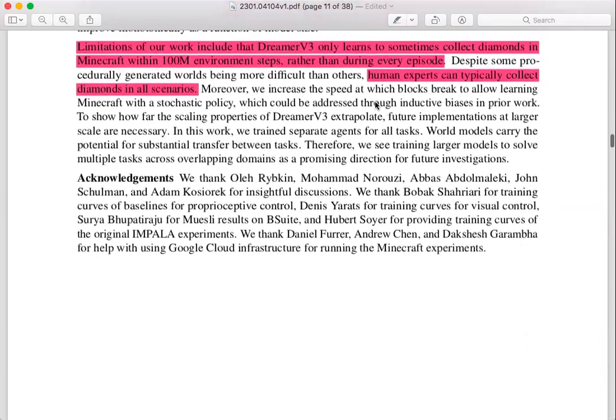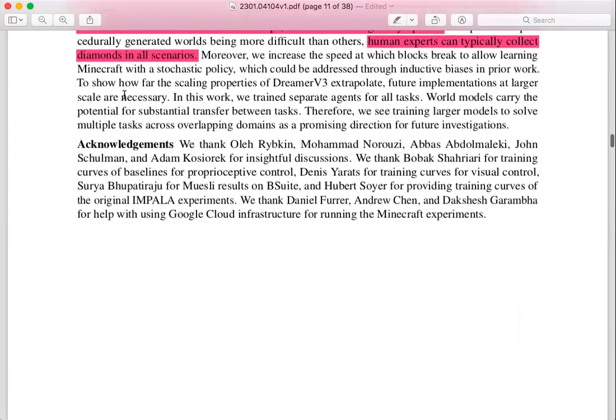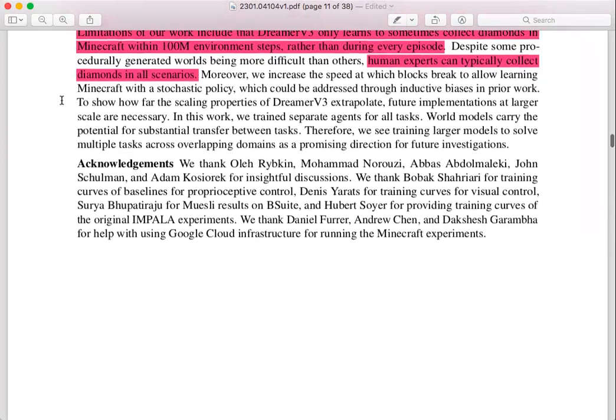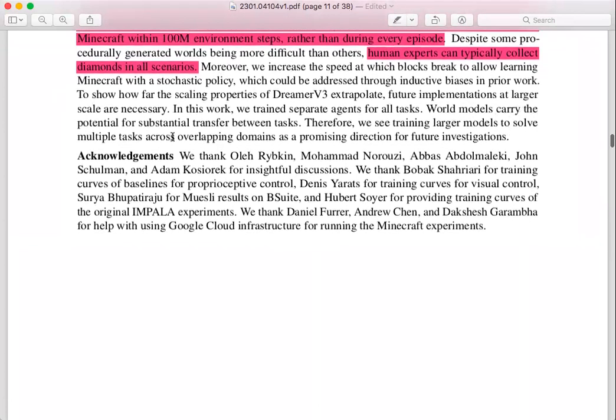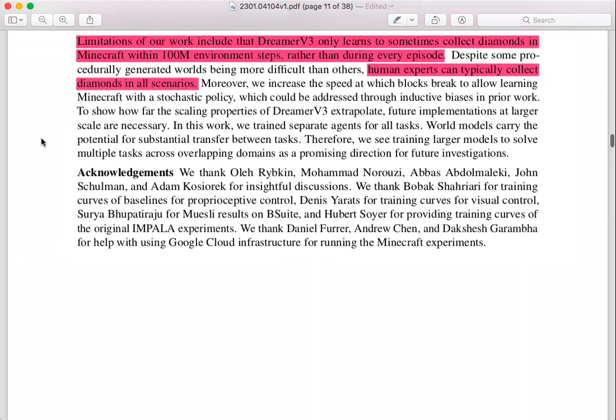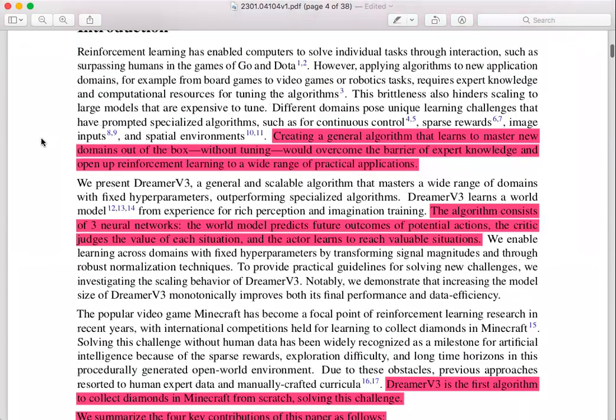Here the limitations are that, like I mentioned, it only sometimes collects diamonds within 100 million environment steps rather than during every episode. Human experts can typically collect diamonds in all scenarios. Fair enough. World models carry this potential for substantial transfer between tasks. So I think this is a pretty interesting development.